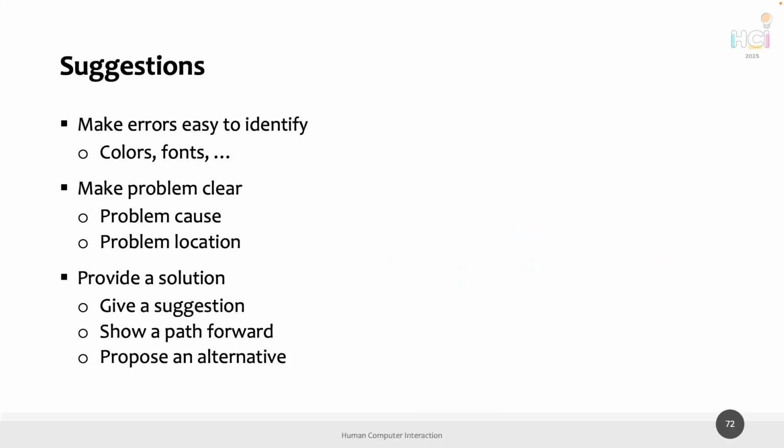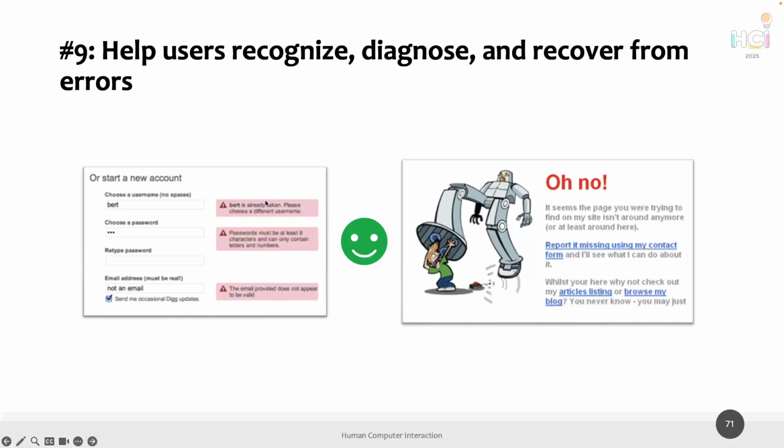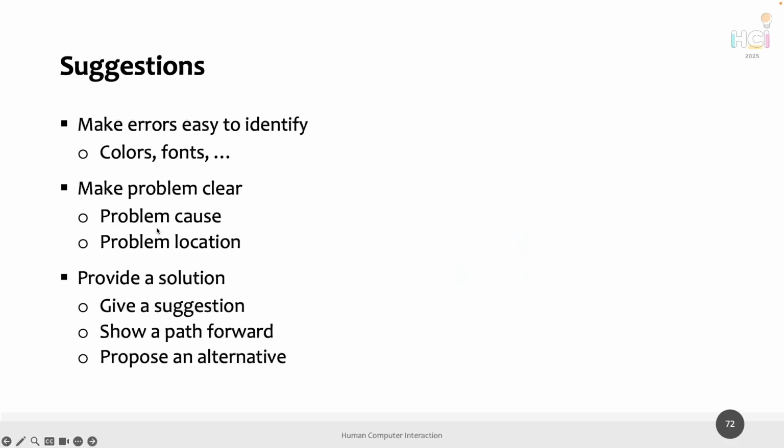So suggestions: make errors easy to identify with appropriate colors and fonts. Make the problem clear, explain the cause and the location. Maybe you can again link the feedback to the specific portion of the page and provide a solution if you can.